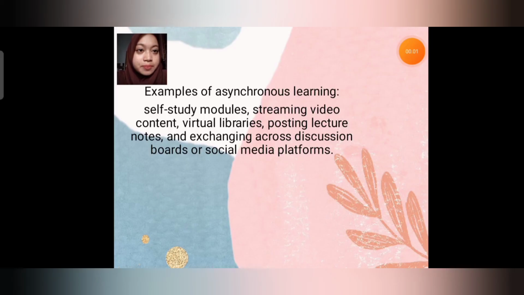Examples of asynchronous learning: self-study modules, streaming video content, virtual library, posting lecture notes, and exchanging across discussion boards or social media platforms. A learner is able to follow the curriculum on their own terms without having to worry about scheduling problems. This would probably be the perfect choice for users who enjoy taking their time with every lesson plan in the curriculum and would be perfect to research the topic on their own.